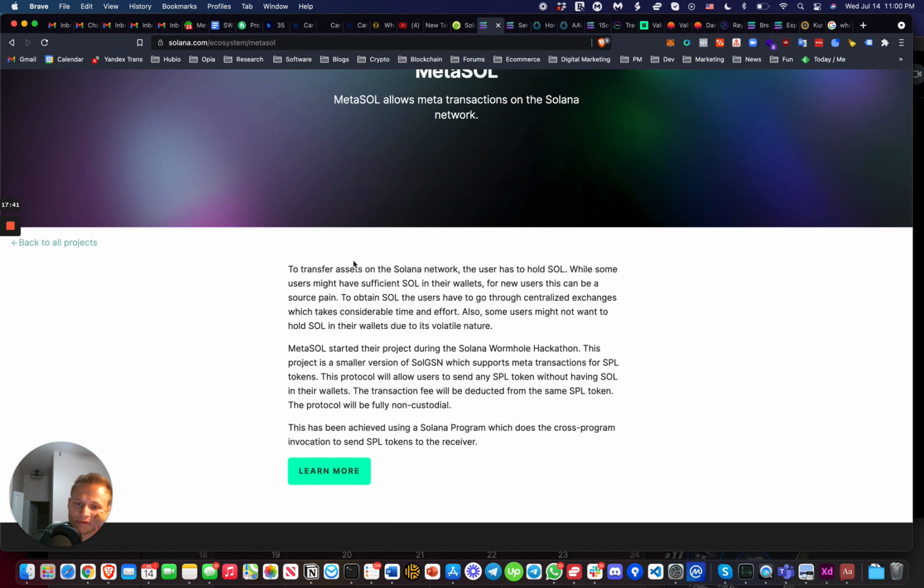MetaSol started their project during the Solana Wormhole Hackathon. This project is similar. It's a smaller version of SOL GSN, which supports meta transactions for SPL tokens. This protocol will allow users to send any SPL token without having SOL in their wallet.